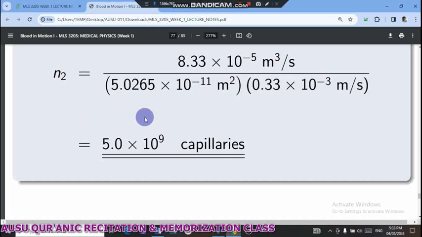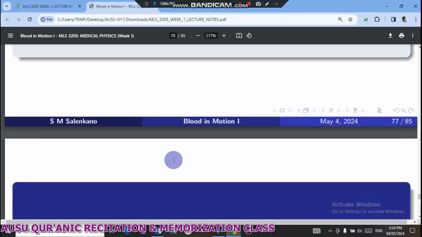It contradicts reality. If the aorta supplies blood to the capillaries, those capillaries have to be enormous in number. The number has to be enormous. So that is why this number makes sense.